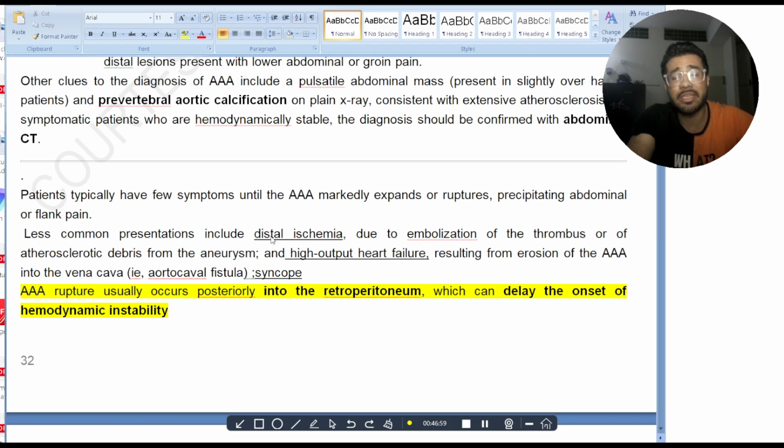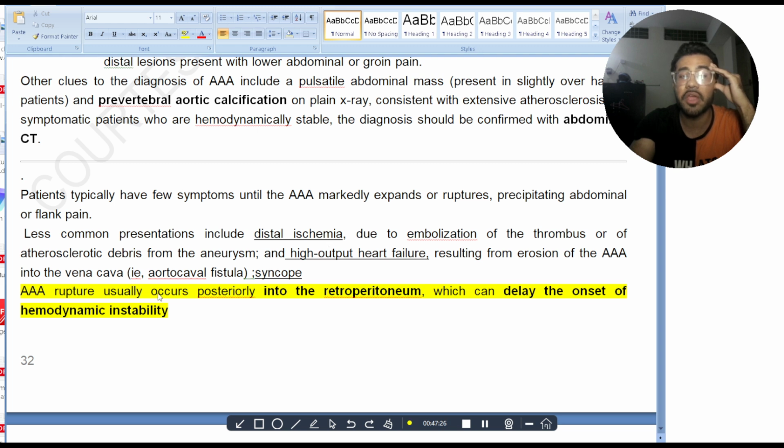Less common presentations include distal ischemia due to embolization of the thrombus, because the aneurysm is a dilation, so there is not adequate fluid blood flow and there's blood stasis in the aneurysm that results in clot formation, and that clot can go further downstream and cause distal ischemia and high output cardiac failure resulting from erosion.